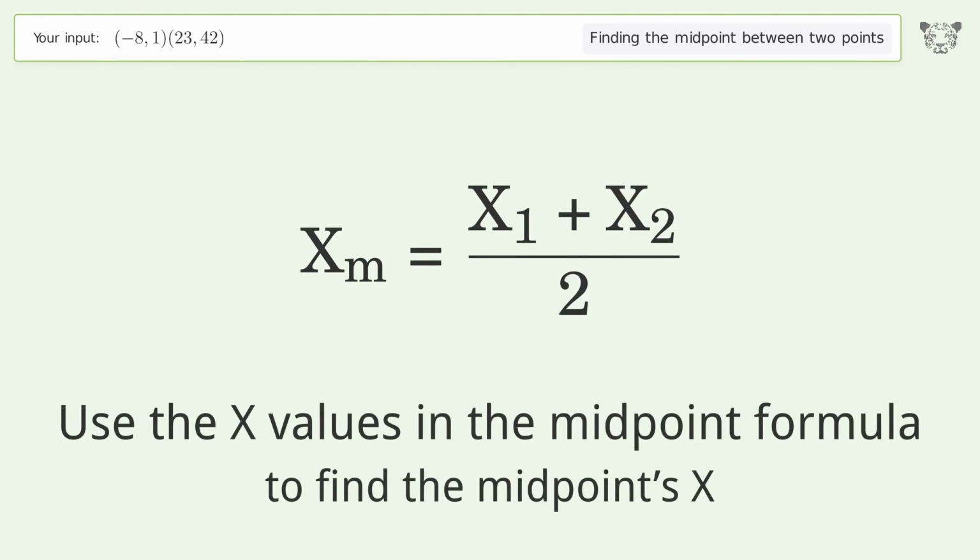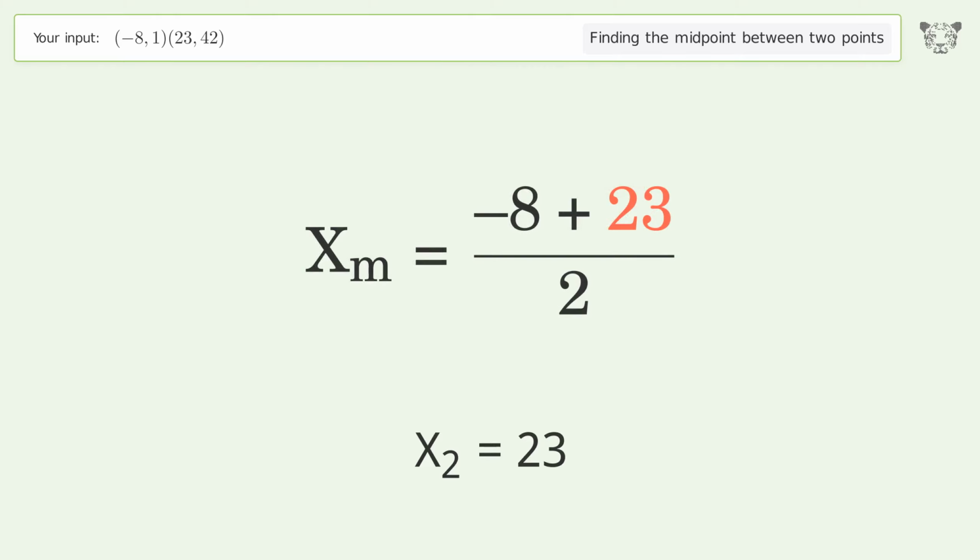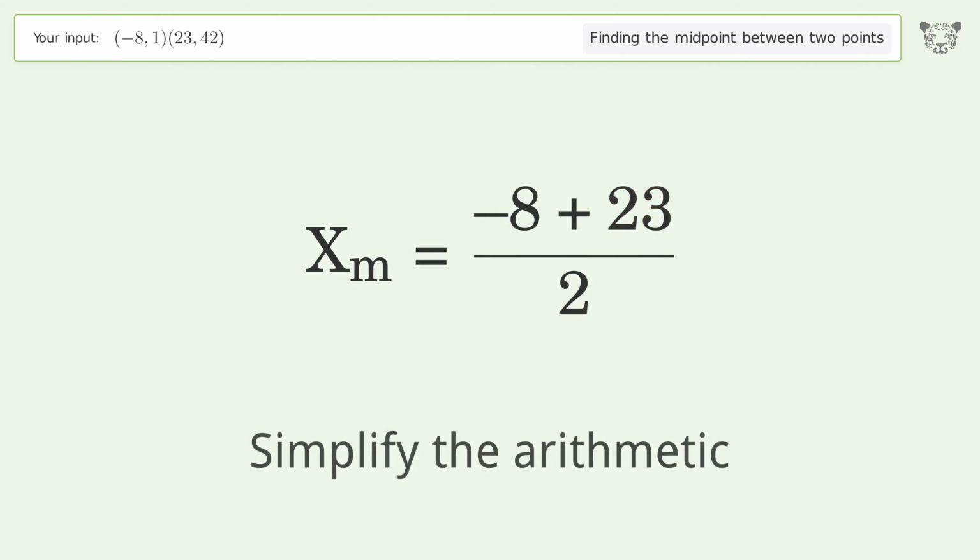Use the x values in the midpoint formula to find the midpoint's x. x1 equals -8. x2 equals 23. Simplify the arithmetic.